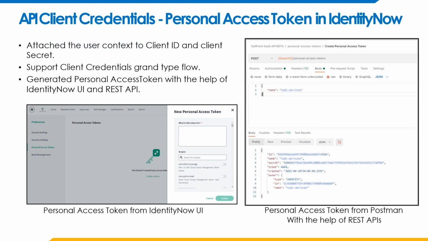In this slide, we are discussing how to generate an access token with the help of the IdentityNow UI and REST APIs. First, generate a personal access token with the help of the SailPoint IdentityNow user interface. A personal access token is a method of authenticating to an API as a user without providing a username and password. In IdentityNow, users can do the following to create and manage their personal access tokens.